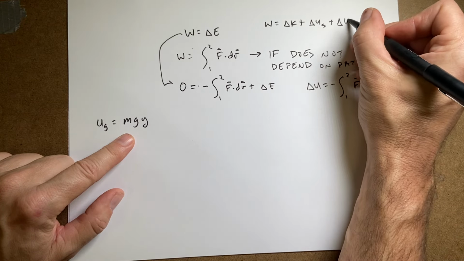Okay, you can still have work done, but you can't have work done by gravity if I also have potential energy in gravity. Okay, that'd be like having cake and eating cake too, and everyone knows you can't have cake and eat cake too.